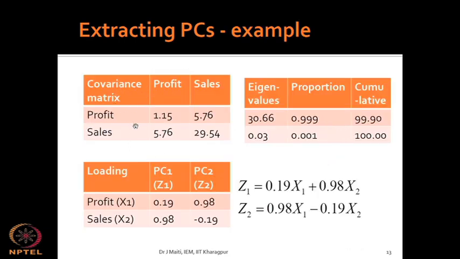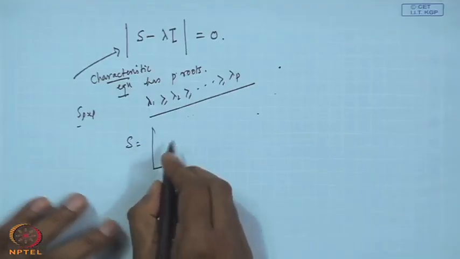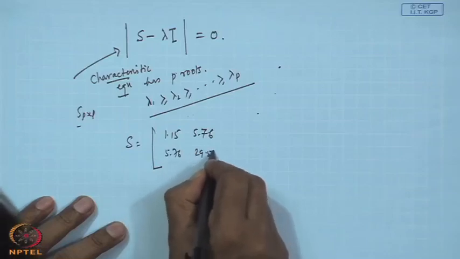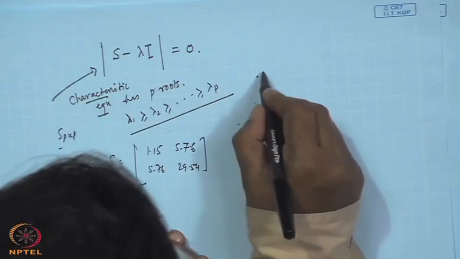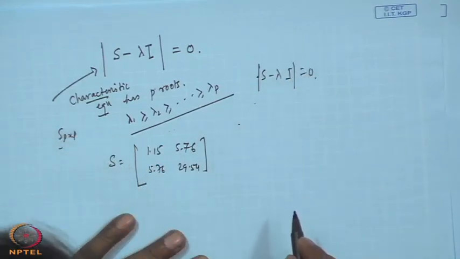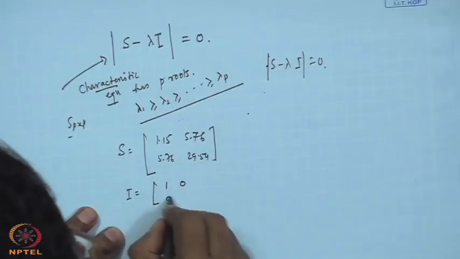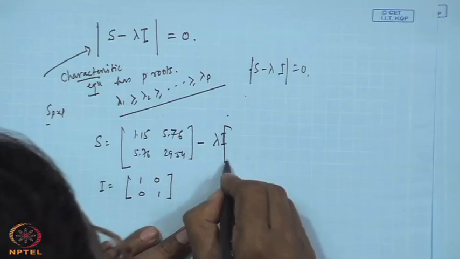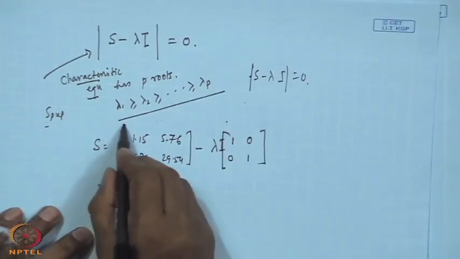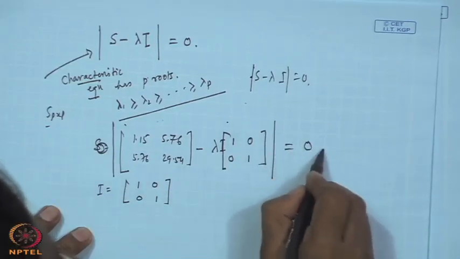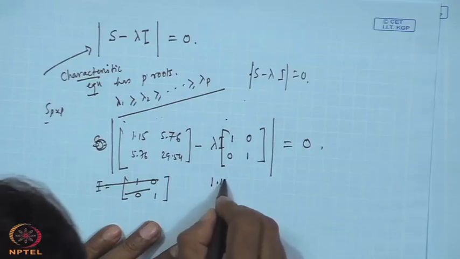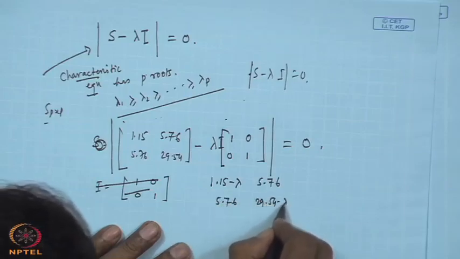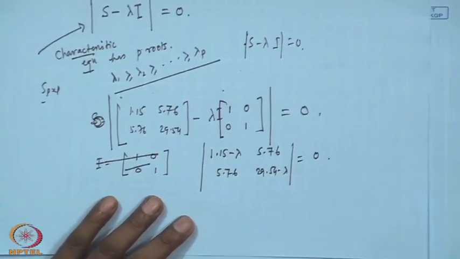First is the covariance matrix. The covariance matrix is S. With this example S is 1.15, 5.76, then 5.76, 29.54. Now, what do we want? We want the determinant of S minus lambda I equal to 0. I is the 2 by 2 identity matrix, 1 0 0 1. If I write the total determinant and put it equal to 0, the result is 1.15 minus lambda, 5.76, then 5.76, 29.54 minus lambda, and the determinant of this equals 0.